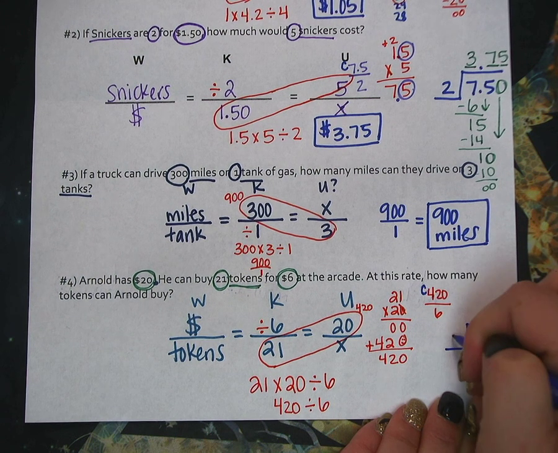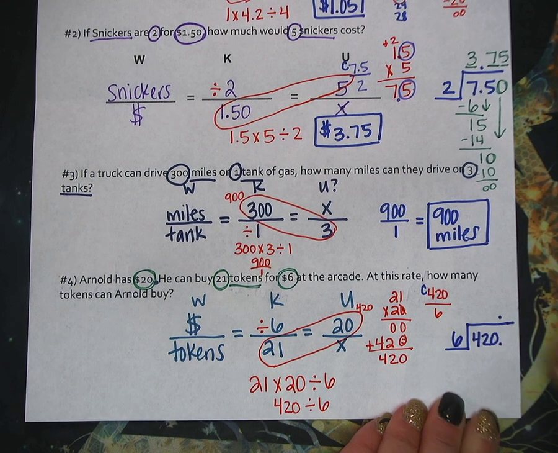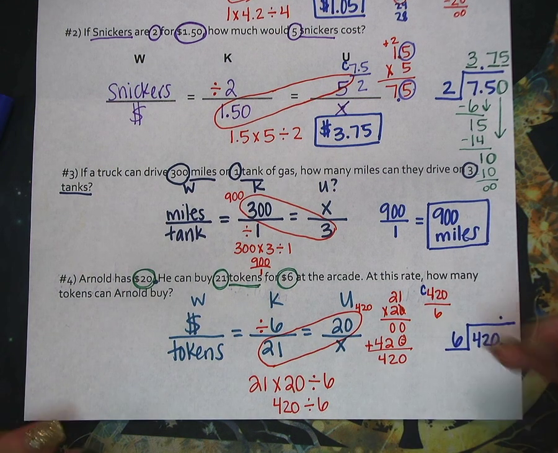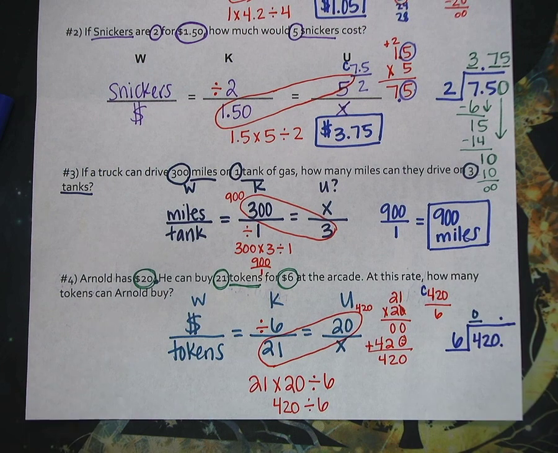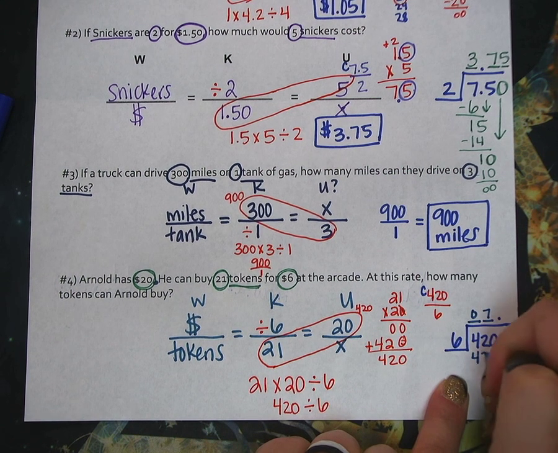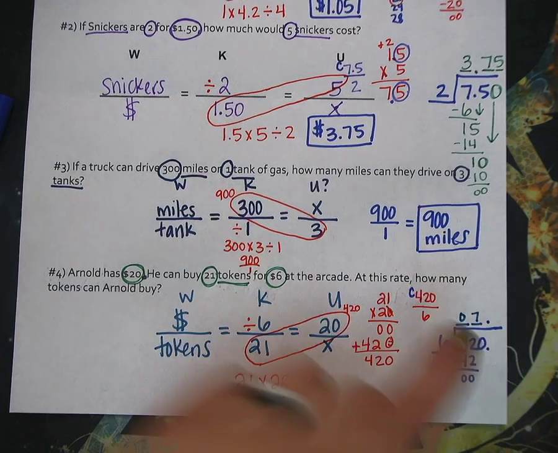420, boots, hat. 6 is outside. It's a whole horse. And I'm ready to divide. So can 6 people sit in 4 chairs? No. Can 6 people sit in 42 chairs? Yes. 7 times. That equals 42, and I'm at 0.